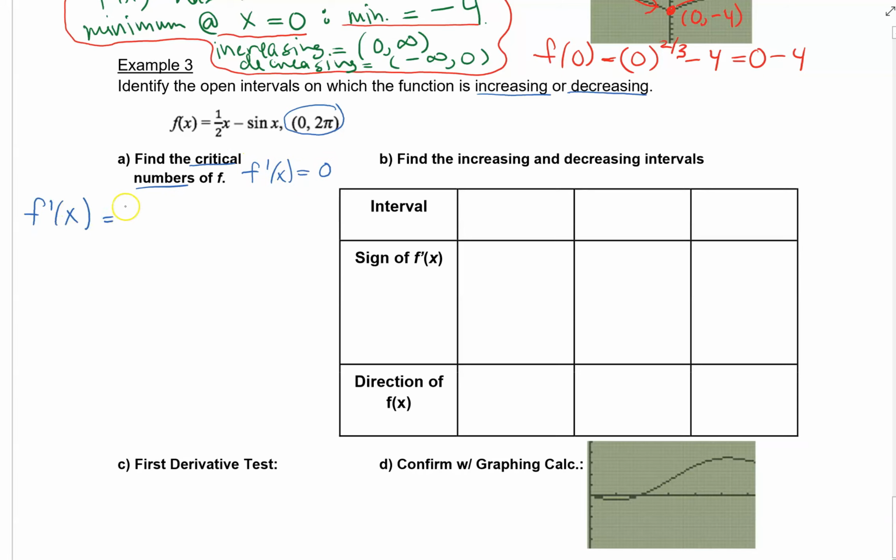So derivative of 1/2 x is 1/2, and then derivative of sine is cosine. So there's my derivative: 1/2 minus cosine, and then I set that equal to 0. So I would subtract the 1/2 to the other side and then divide both sides by -1. So I have to figure out when cosine of x is equal to 1/2. So it helps to remember the unit circle.